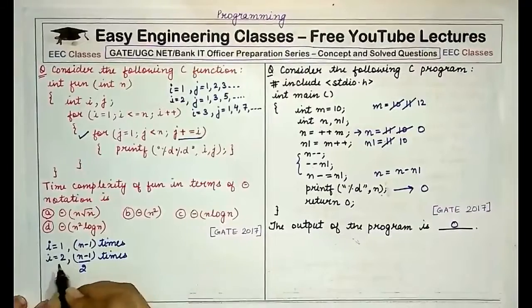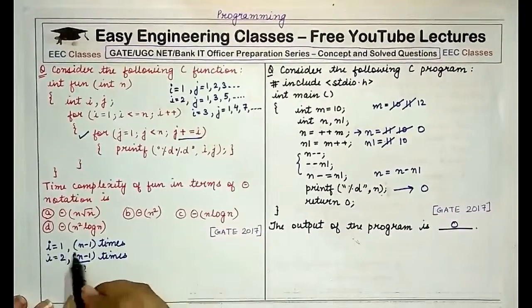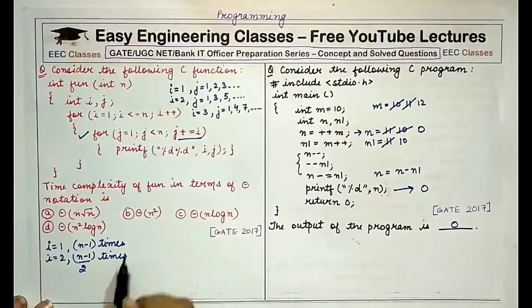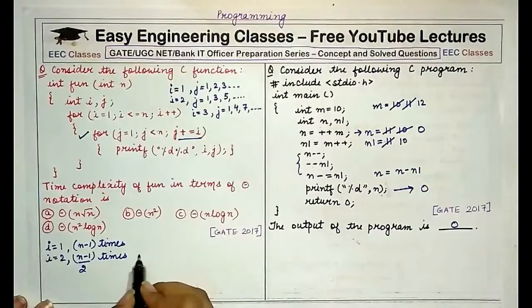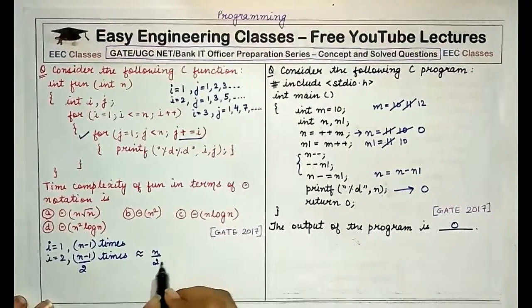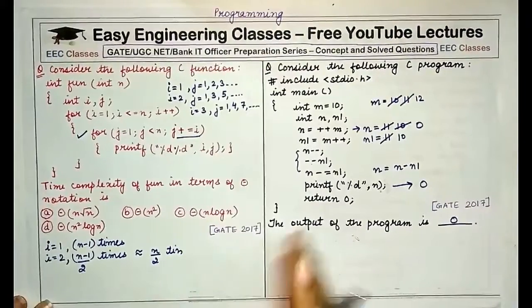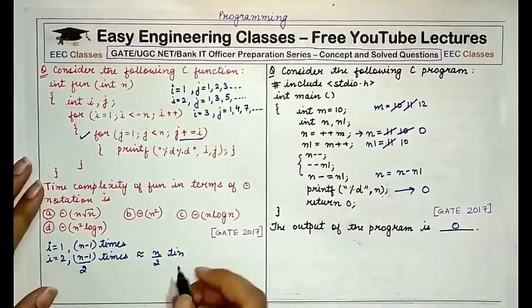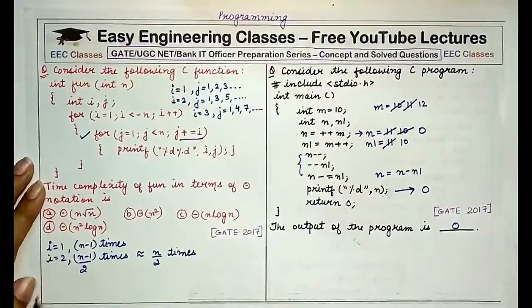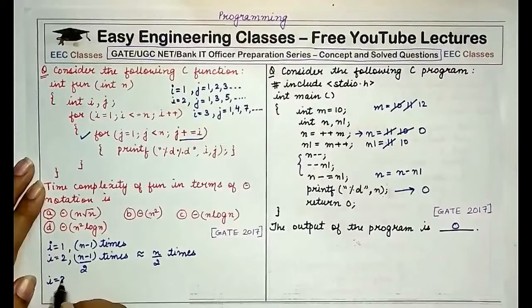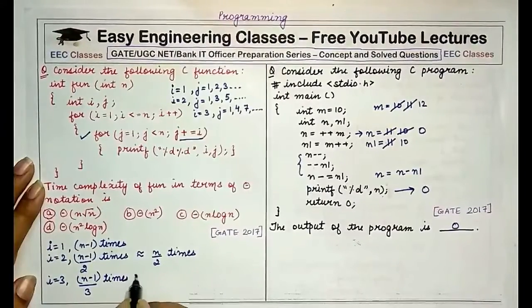In general, this is the number of times the inner loop would be running. And I can approximate it to n by 2 times, because n by 2 provides an upper bound on n minus 1 by 2. Similarly, in the case of i equal to 3 and so on, you can find out that it will be running n minus 1 by 3 times, which is approximately equal to n by 3 times.